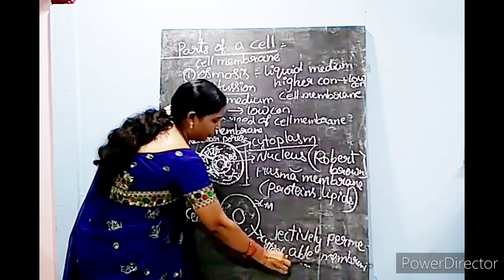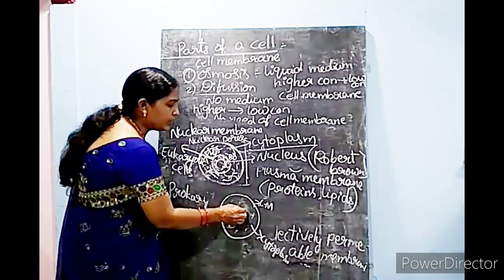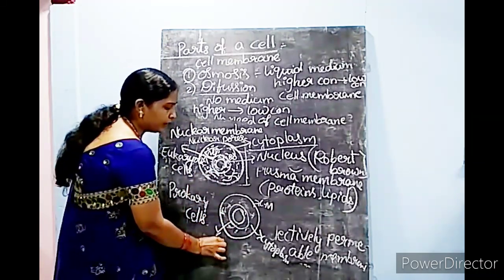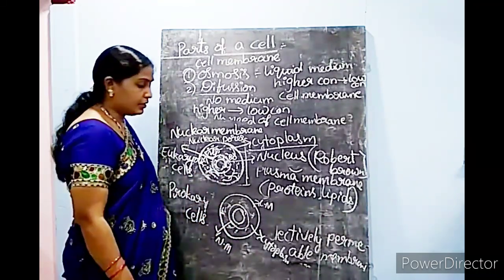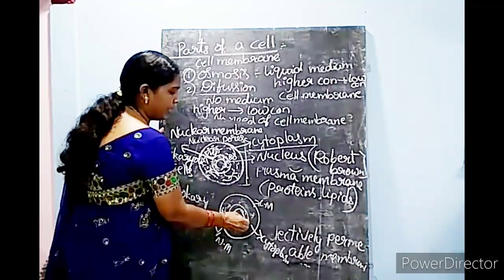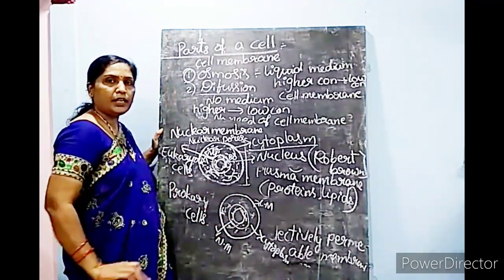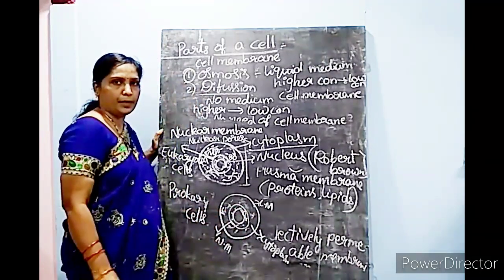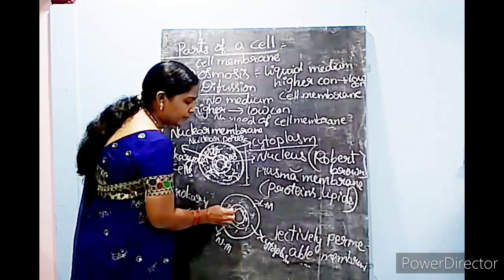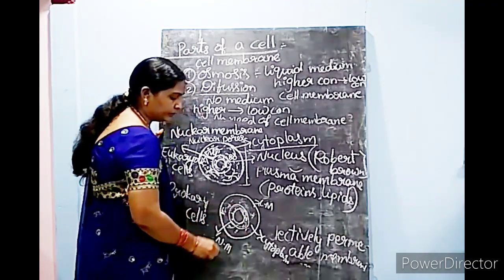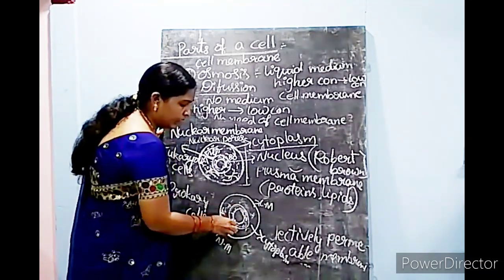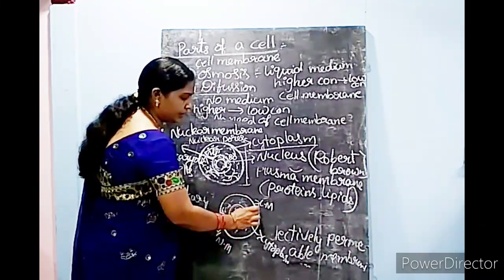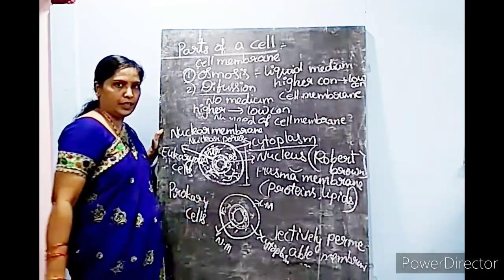Okay, this is clear to you. And around the nucleus also there is a membrane. This is known as the nuclear membrane. Right? So between the nucleus and the nuclear membrane is the nucleoplasm. This nucleoplasm is present between the nucleus and the nuclear membrane. Cytoplasm is present between the cell membrane and the nucleus.